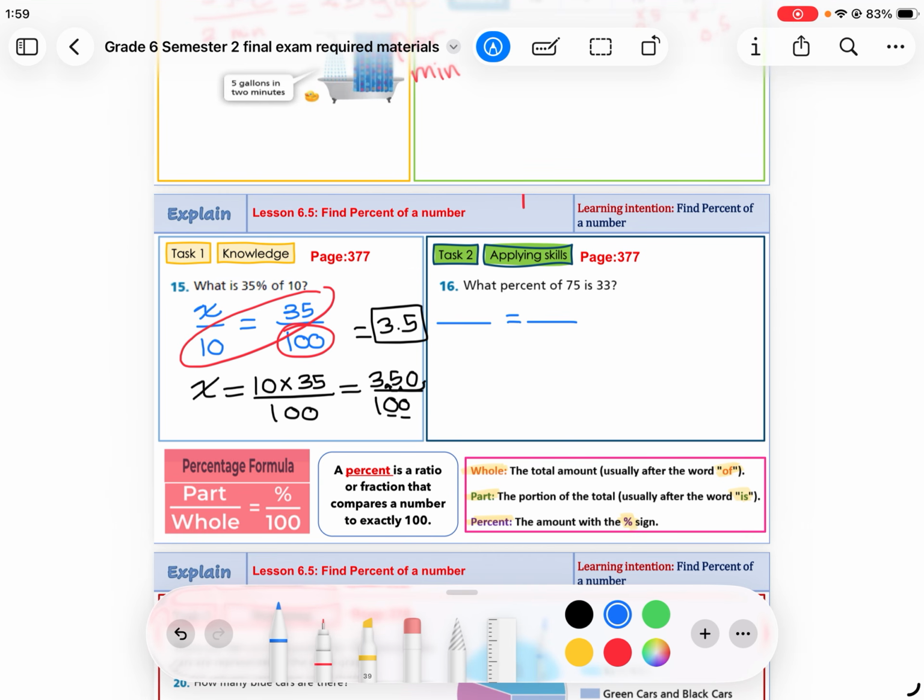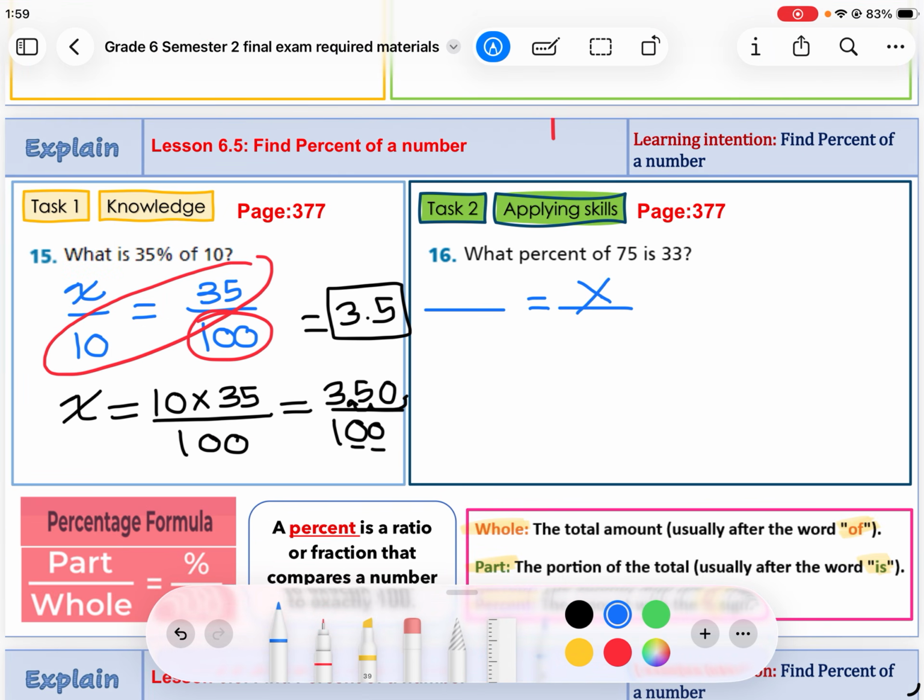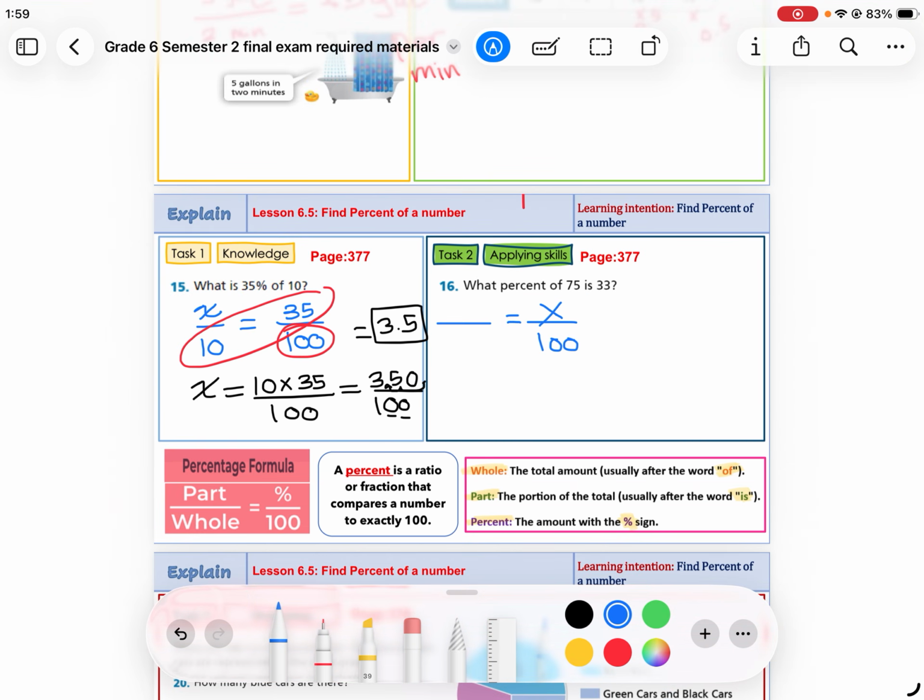And let's start. They're asking you what percent. So that means the percent is X. We don't know the percent. X out of 100. Remember, the 100 stays because the percent is out of 100. Okay? So on the percent side, I'm going to put X because I don't know what the percent is. As you can see, even in the question, the percent symbol is missing.